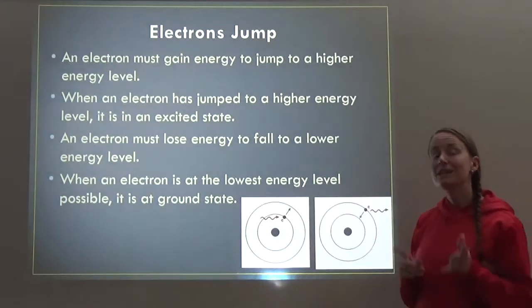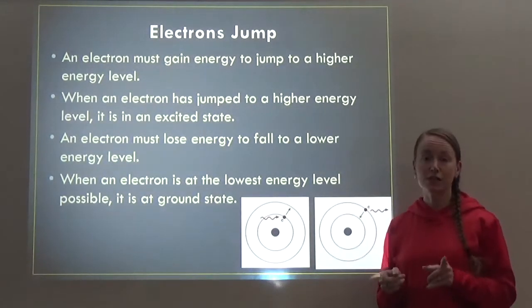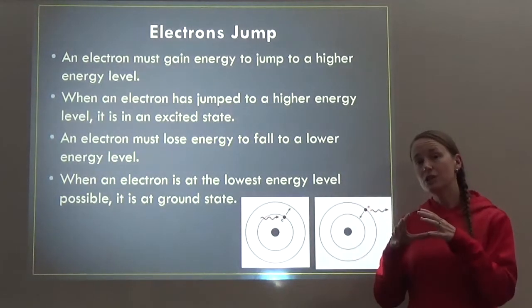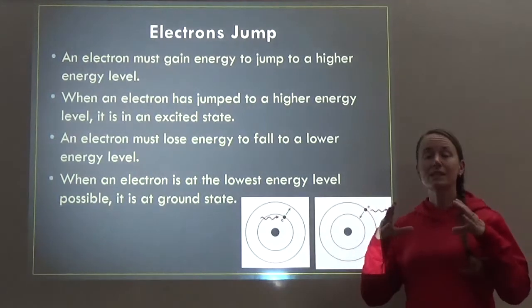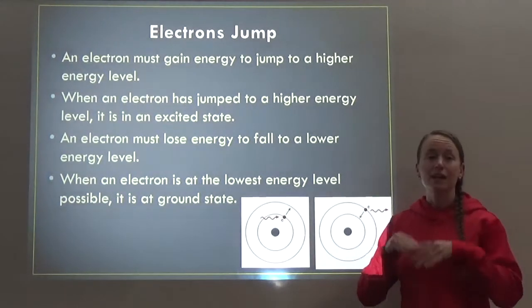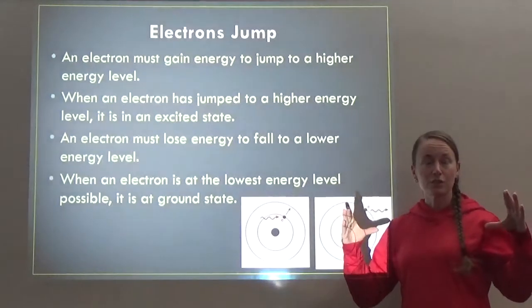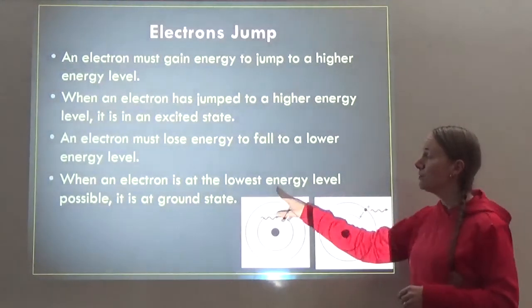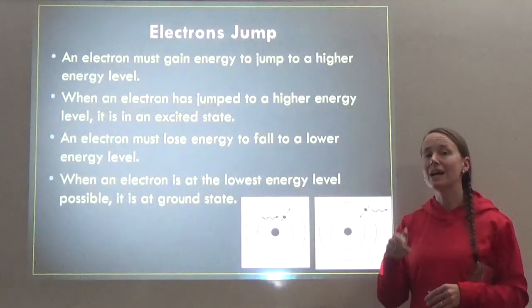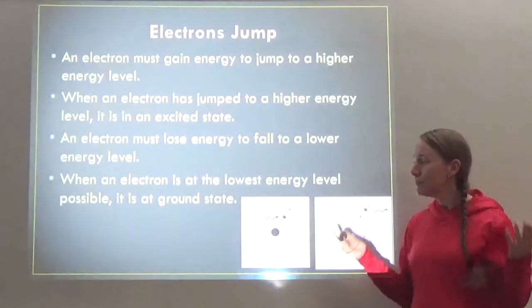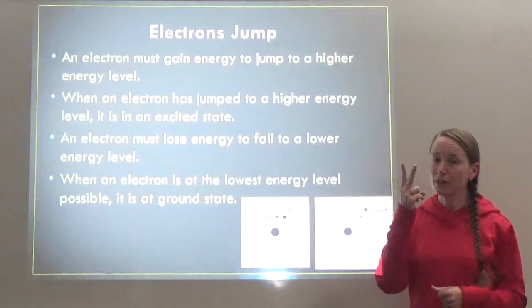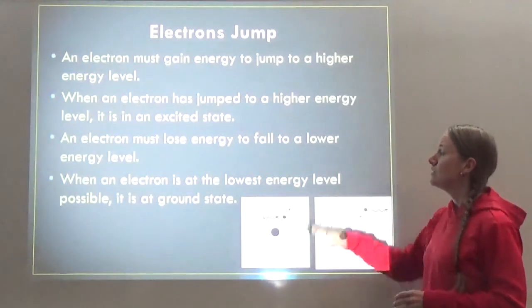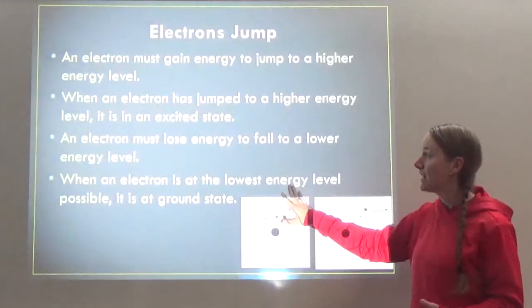Now, ground state is not necessarily the first energy level. If the first energy level is full already, ground state may be the second energy level. If the first, second, third, fourth energy levels are already full, ground state may be the fifth energy level. It's just the lowest energy level possible for that specific electron. Everybody can't fit in the first energy level. It only holds 2. So it's just the lowest possible for that electron.